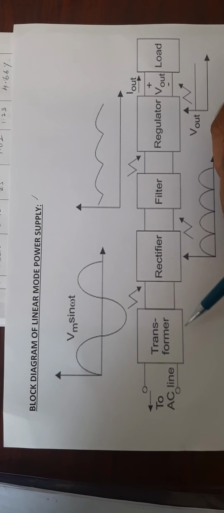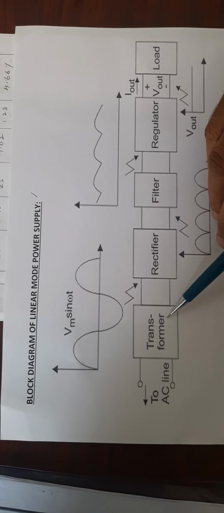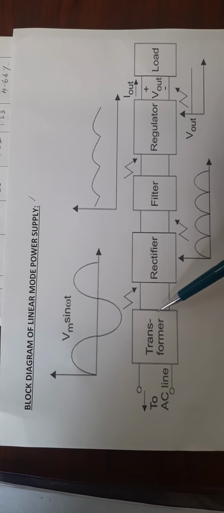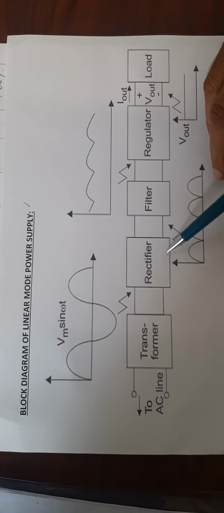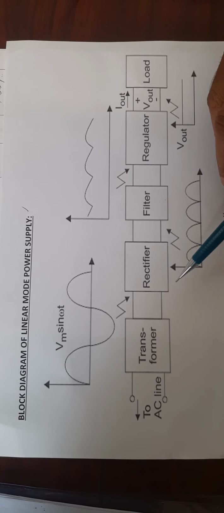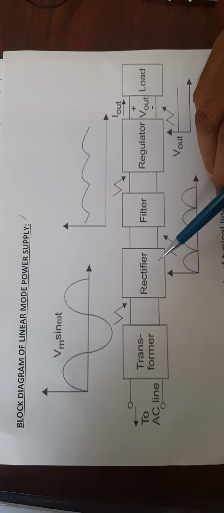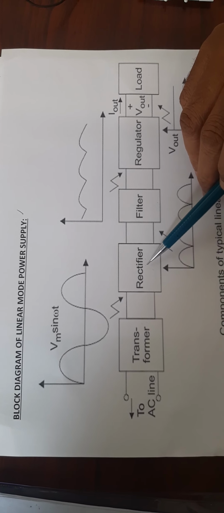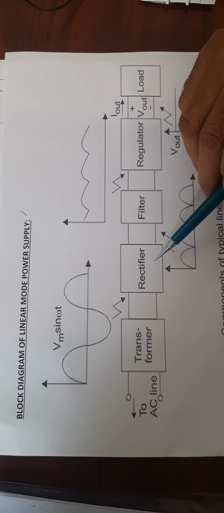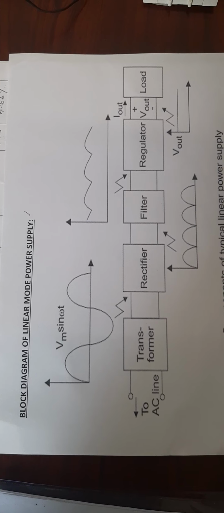This transformer is a step down transformer which you are going to use here. After stepping down the voltage, we are going to connect it to a rectifier. The functionality of the rectifier is to convert the AC to DC. These rectifiers are again classified into half wave rectifier, full wave rectifier with center tap, and bridge rectifier.